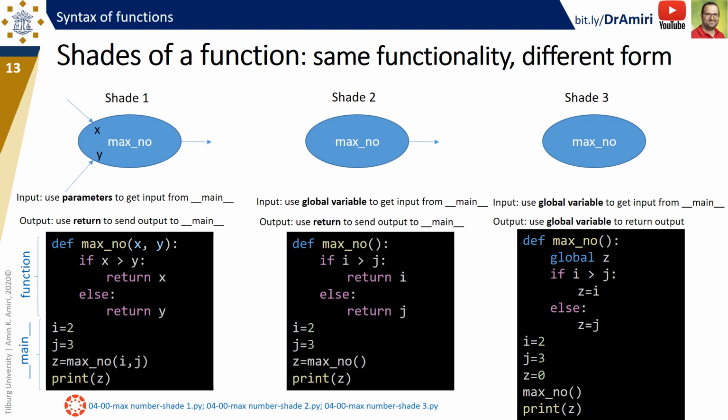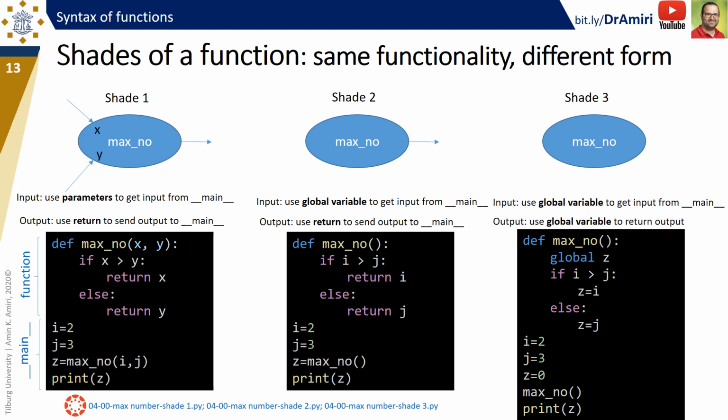However, in shade 2, I removed the parameters. Instead of using parameters, I use the variables that are created in the dunder main. You see i and j are the main variables that we want to figure out which one is greater. Max uses i and j directly, figures out which one is greater, and returns that to the main body, which is stored in z.